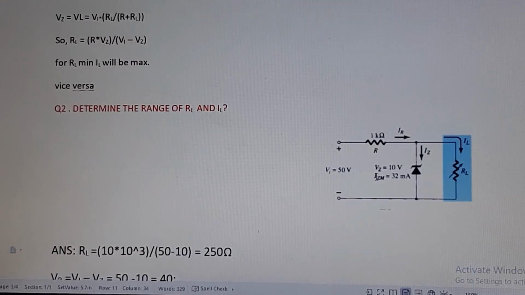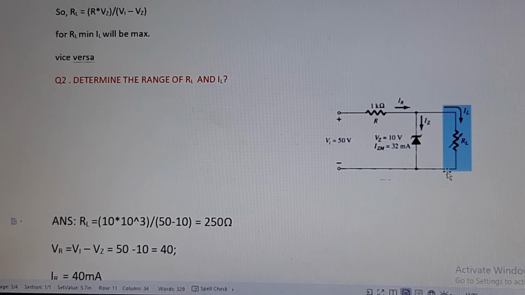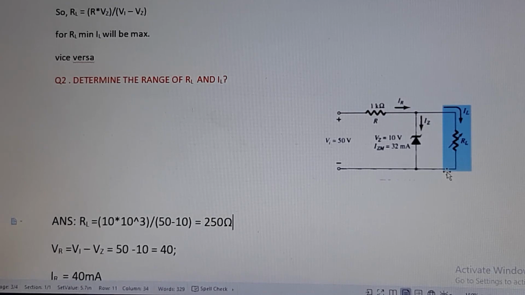So for this circuit, here it is given VI is equal to 50 volt, R is equal to 1 kilo ohm, and IR is moving through this resistance, IZ is through the VZ, that is 10 volt, and IZM is equal to 32 milliampere. And RL we have to determine the maximum and minimum RL, that is the range of RL. So for this we have to use the rule, RL is equal to R into VZ by VI minus VZ.